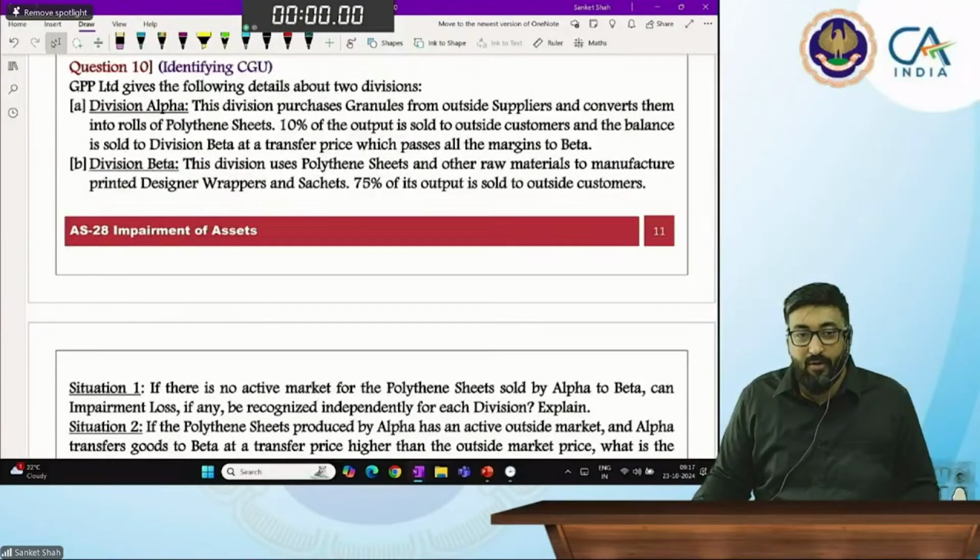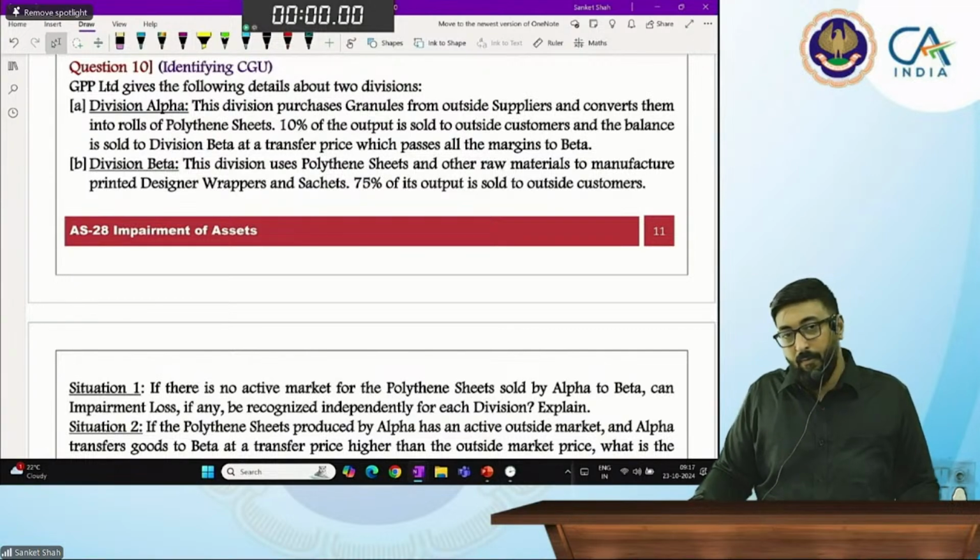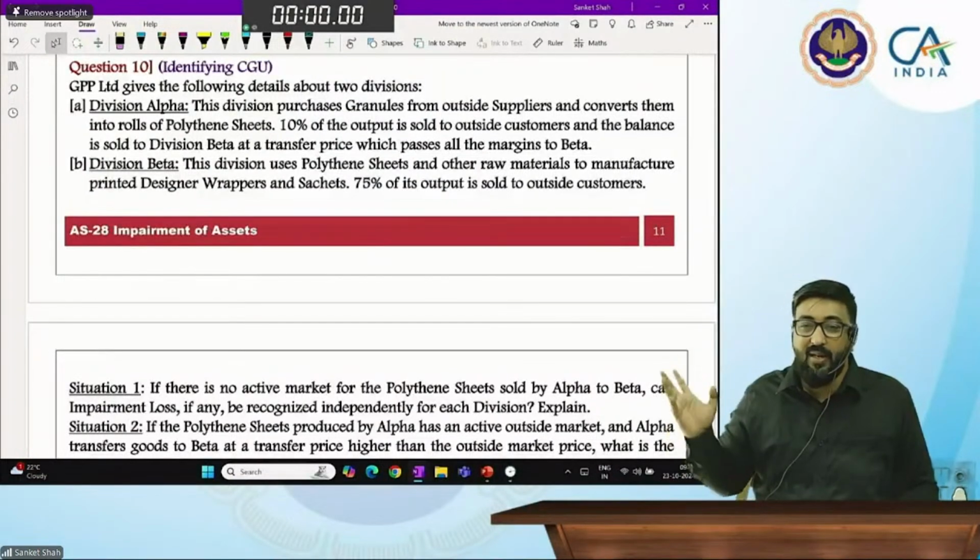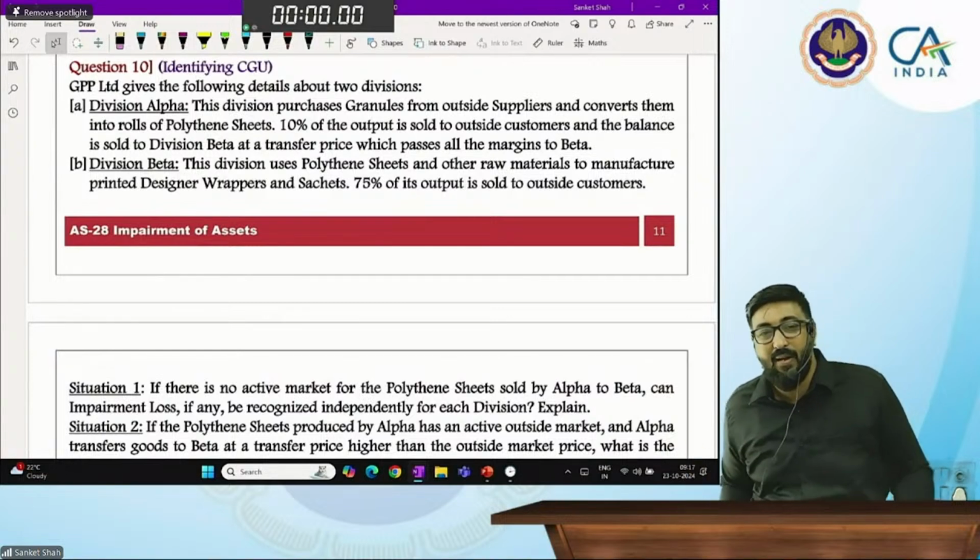Chalo, read the question. GPP Limited gives the following details about two divisions. Division Alpha. This division purchases granules from outside suppliers and converts them into rolls for polythene sheets. This is of the technical activity. We should not go into detail. Granule is a raw material and polythene sheets is a final product.